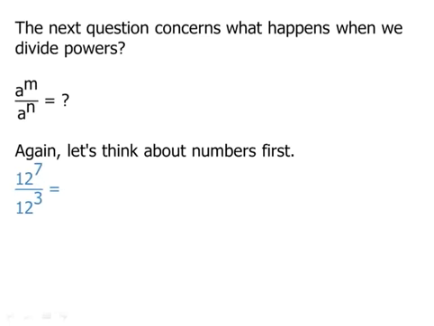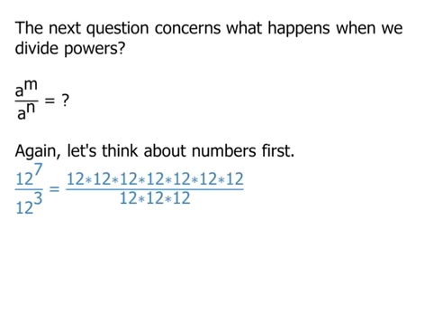Well, 12 to the 7th has to be 7 factors of 12 multiplied together. We have to have that in the numerator. In the denominator, we're going to have 3 factors of 12 multiplied together. So we're going to have something like this. Well, obviously, we're going to get some cancellation here. We're going to be able to cancel 1, 2, 3 factors of 12 in the numerator and denominator. So everything in red there, all that cancels. And of course, when you cancel, it just becomes 1. So it's 1 times everything else. And so we are just left with 4 factors of 12, and that's 12 to the 4th. So 12 to the 7th divided by 12 to the 3rd equals 12 to the 4th. Right there, that suggests the rule.